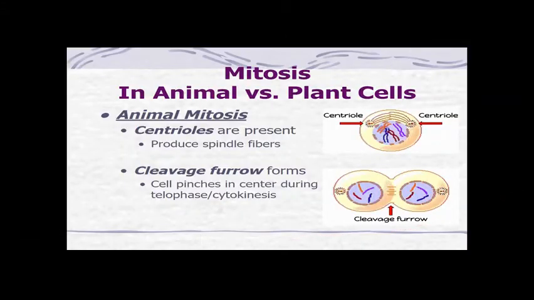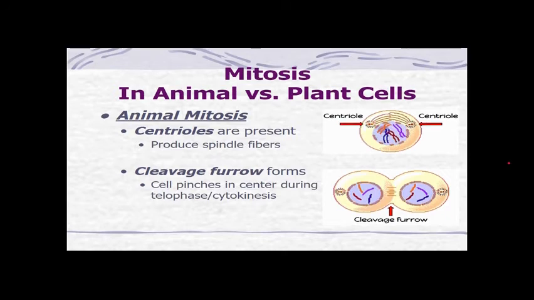Now, animal and plant cells both do mitosis, but there's a few differences. And we've kind of alluded to some of these differences back in our cells unit. In terms of animals, animals have centrioles, and the centrioles are what produces the spindle fibers. Animal cells also form something called a cleavage furrow when the cell is starting to divide. The cleavage furrow looks like the cell is pinching in the middle. And we see that during telophase and then into cytokinesis when the cell is dividing.